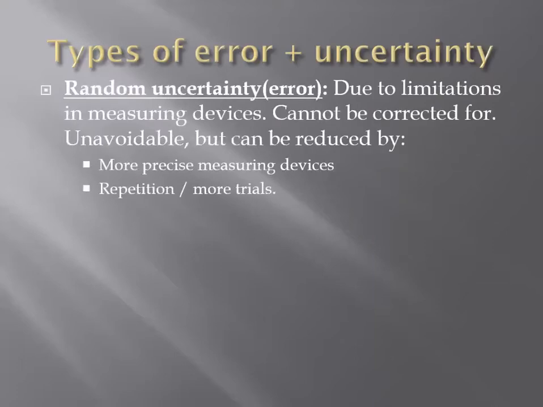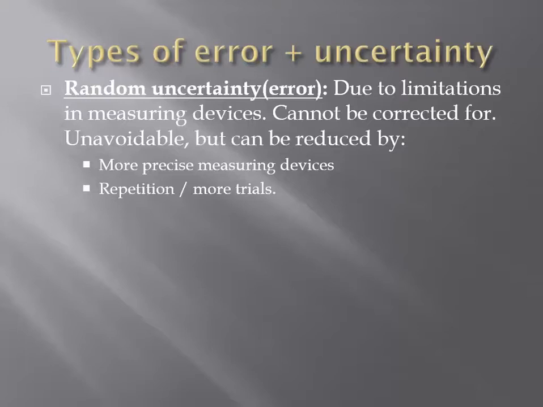So when we do an experiment, more than likely, we're going to have to use measuring devices of some kind. And the very act of using measuring devices causes some problems. We call it random uncertainty or random error. I like the word uncertainty a little bit better. You might hear it called random error even by me, but I'm going to try to refer to it as random uncertainty.